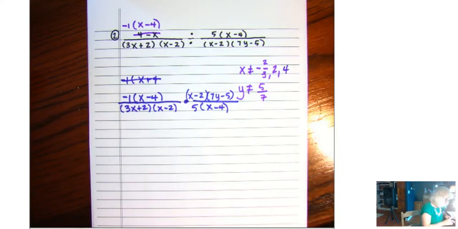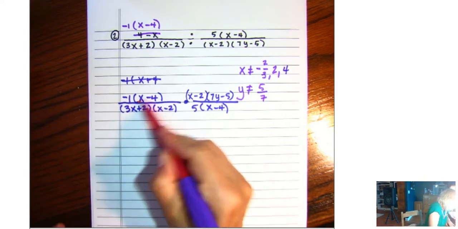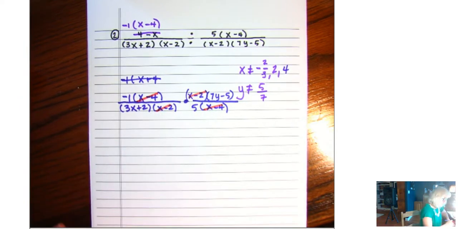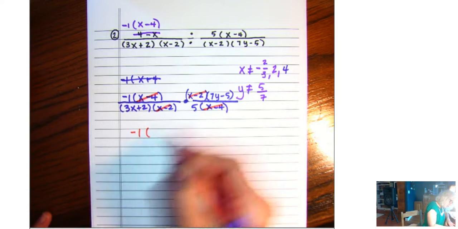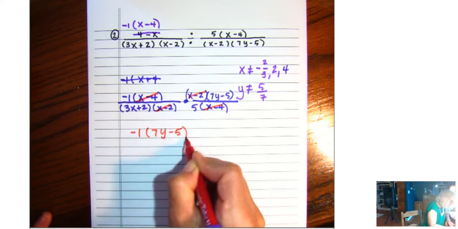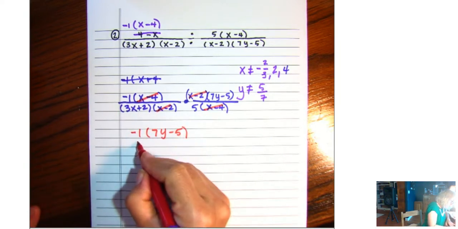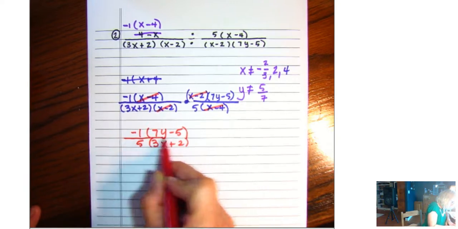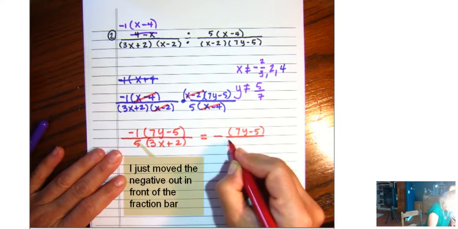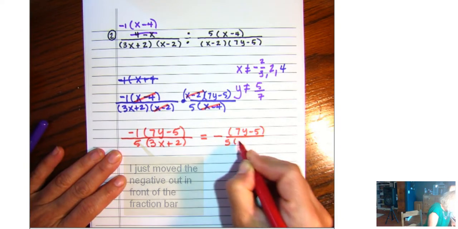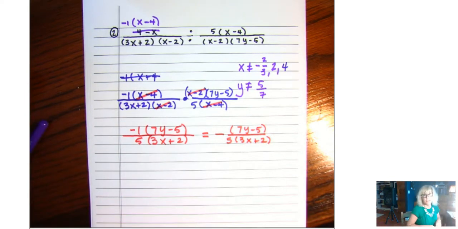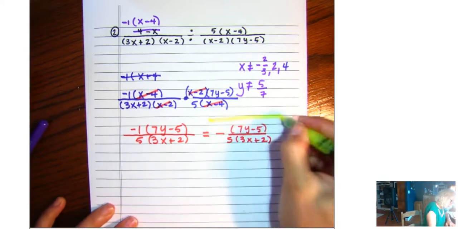All right, now we're going to go ahead and simplify. If we have anything to simplify, and we certainly do, those are going to cancel out. So are these. So that is going to leave a negative 1 on top times a 7y minus 5. Underneath, we just have a 5 and a 3x plus 2 over a 5 times a 3x plus 2. And then go ahead and box that in, and remember you got to box in your restriction.